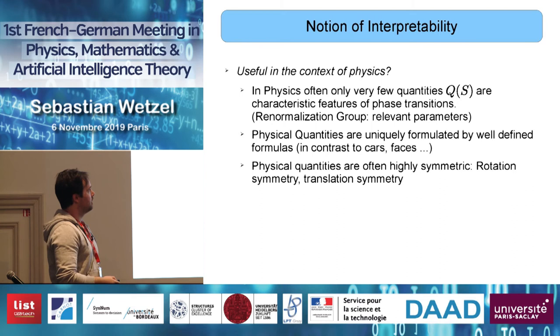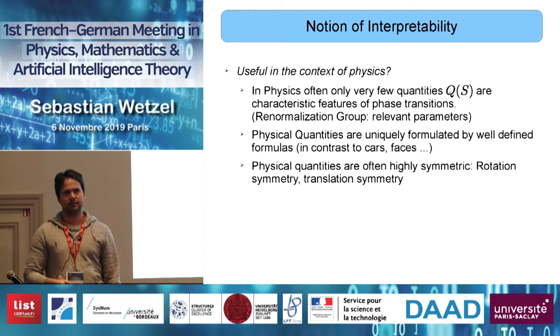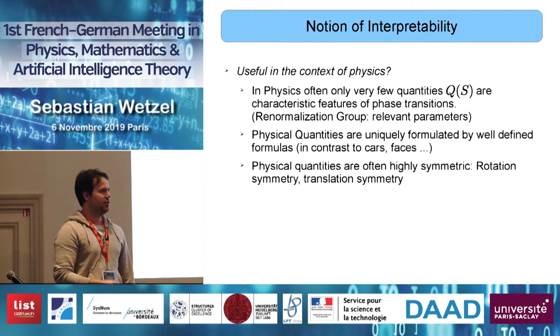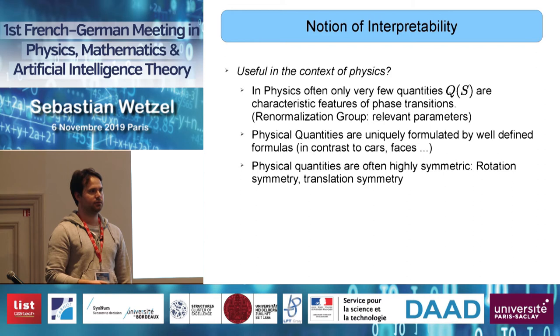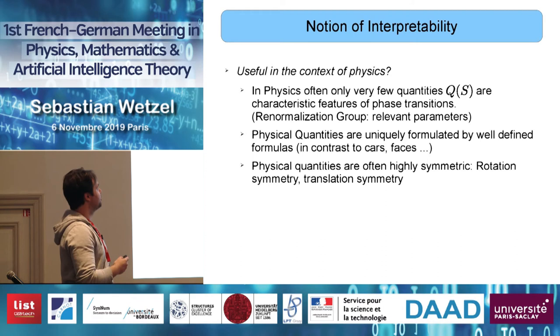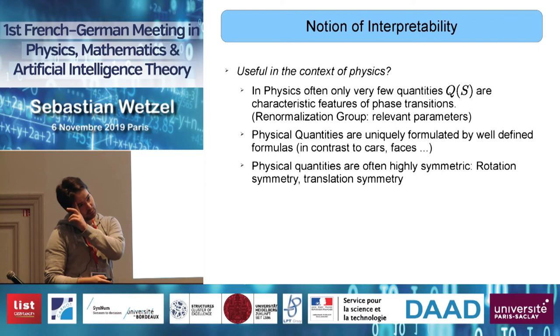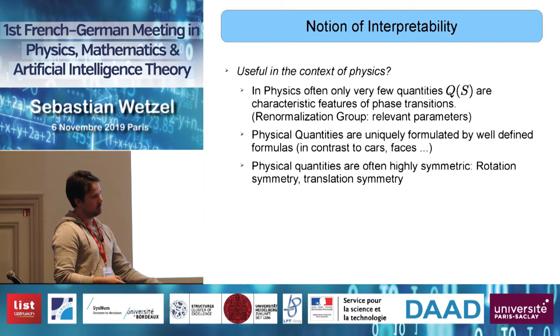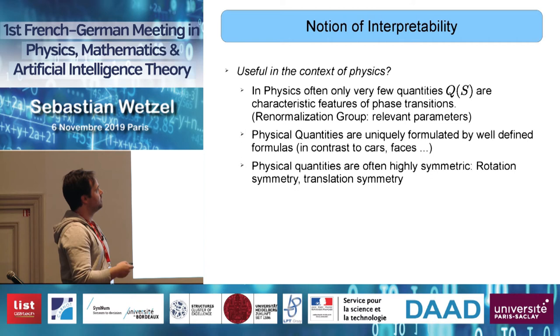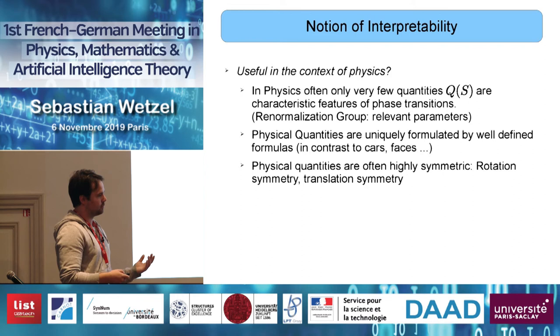In general, when machine learning is tasked with distinguishing faces or cars and trees and dogs, there are so many different things that a neural network learns. But in the context of physical systems, it makes sense to think about the output of a neural network in this way, because in physics we often have only very few characteristic features of these phase transitions. For example, the renormalization group tells us that we have many irrelevant parameters which flow towards the fixed point, so they die out and don't correspond to the measurable order parameters, which we measure if we're in one phase or another phase.